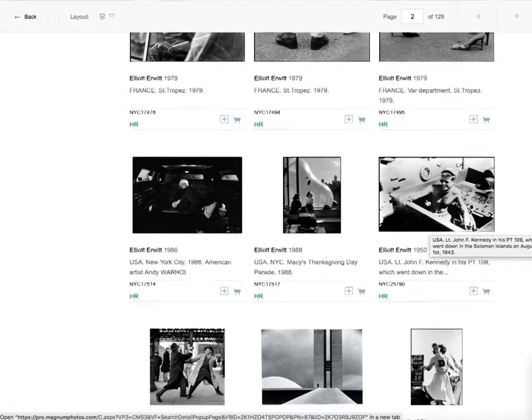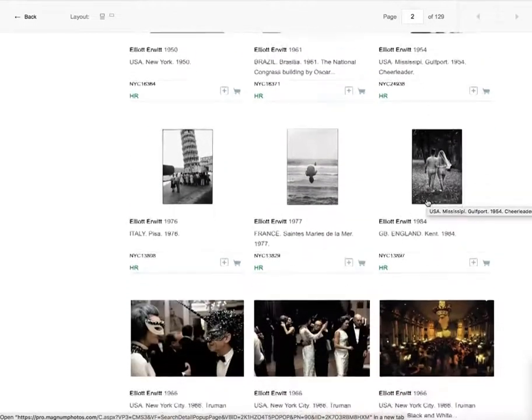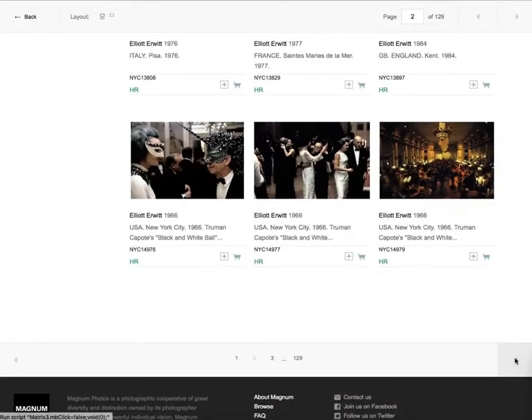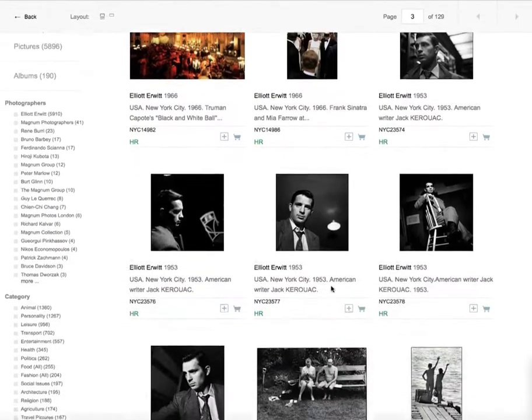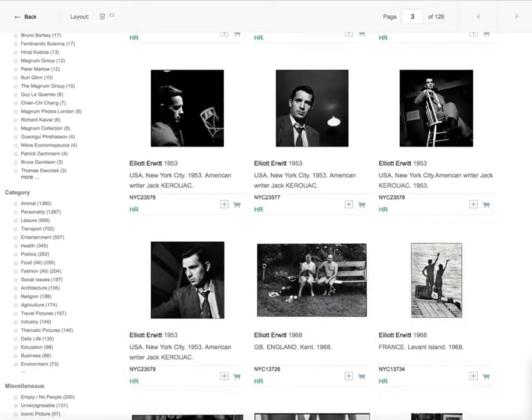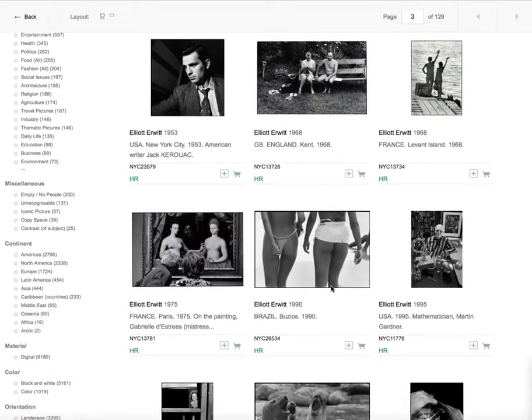John F. Kennedy there. It's interesting because Elliott Erwitt shot a lot of different formats, even though he primarily stuck with 35mm.